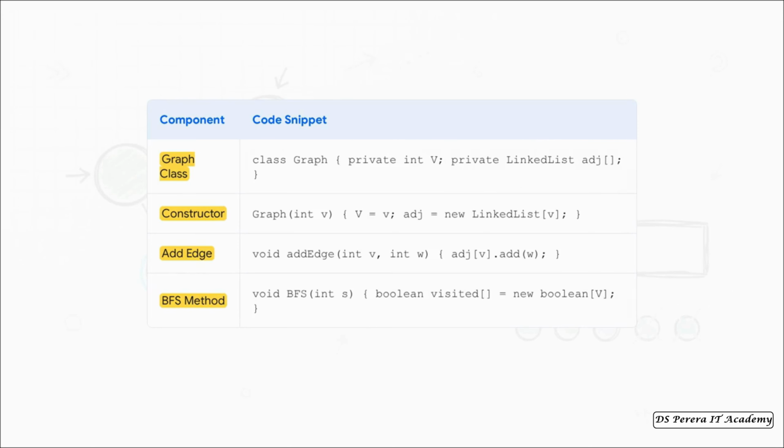Okay, before we can even write the BFS function, we need a blueprint for our graph itself. Let's quickly walk through this basic setup. In English, we have a graph class that holds 2 key pieces of information, V, which is the total number of vertices, and adj, which is our adjacency list. The constructor initializes this structure, and the addEdge method lets us create connections. Finally, you can see the empty shell of our BFS method, which we're about to build out.